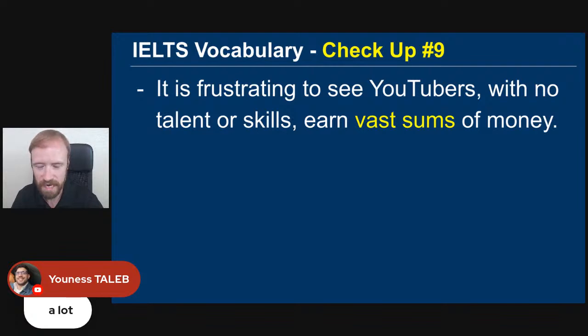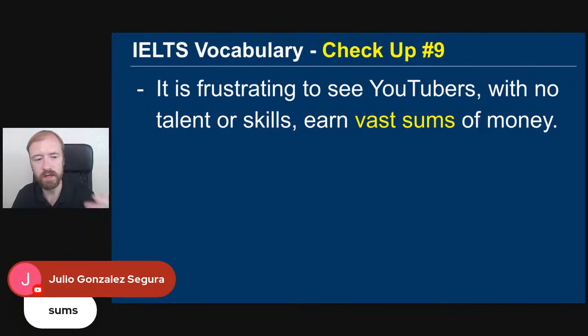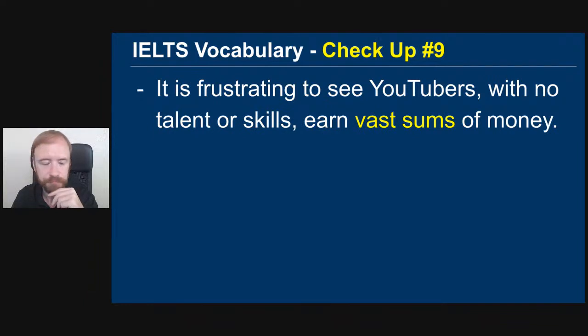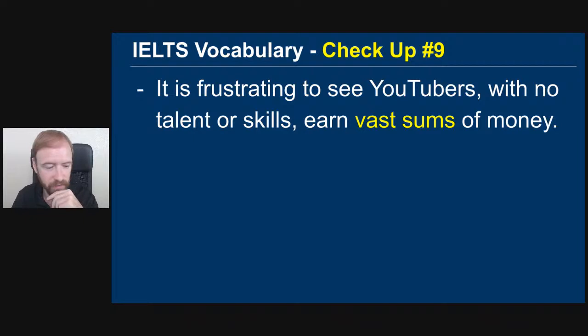And we want to use vast sums or vast amount. You can say sums of money, but we want to use vast, a lot of money. Pallavi's here. So yeah, Eunice, there you go. That's the difference between coming late, coming early. I already upgraded everyone's score.